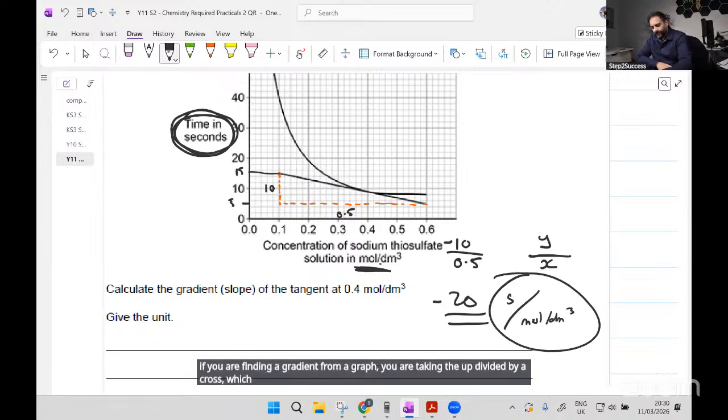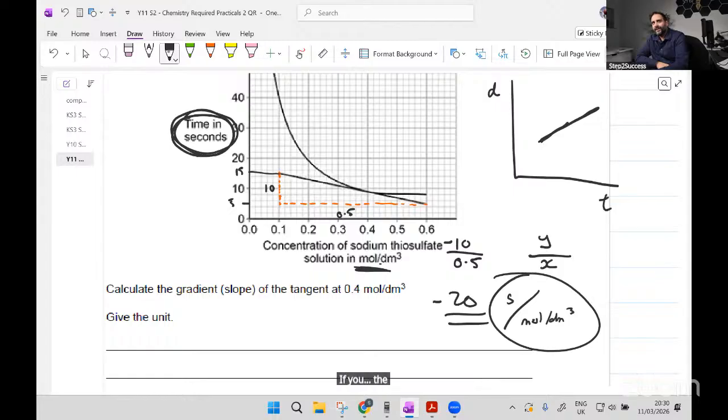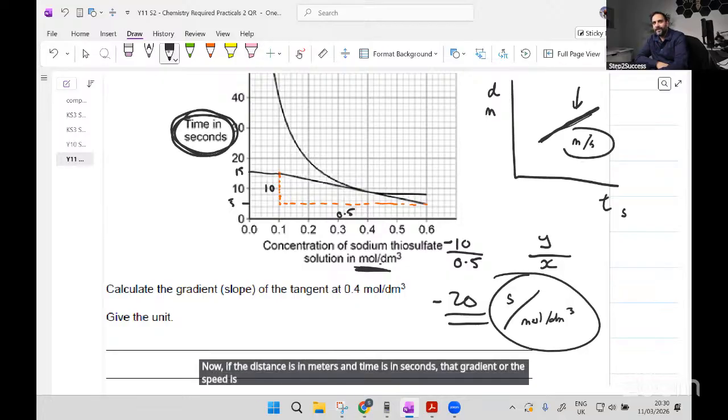But if you are finding the gradient from a graph, you are taking the up divided by across, which is why, if we just link this to a different topic, on a distance time graph, the gradient of the line tells you how fast you're going. Now, if the distance is in meters and time is in seconds, that gradient or the speed is in meters per second because it's meters per second from the scale.